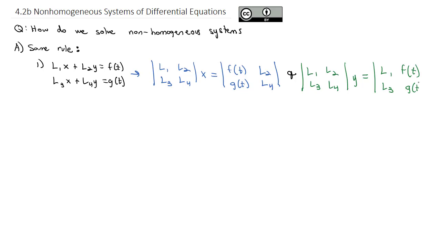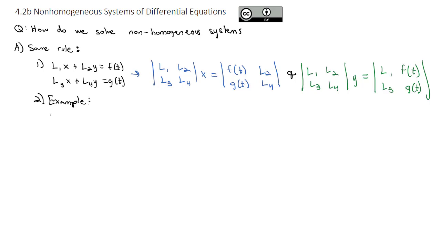g of t. And really the big difference now is that those second determinants with the f of t and g of t, because those are not zero, they're going to actually equal a non-zero value. And so we're going to have to use the method of undetermined coefficients or variation of parameters in order to solve for a particular solution. And then the general solution is the complementary plus the particular, just like we saw with second order differential equations in our prior chapters. So let's do one example where we do just that.